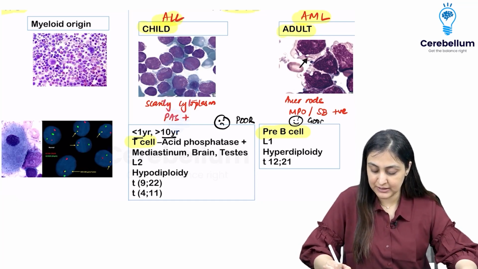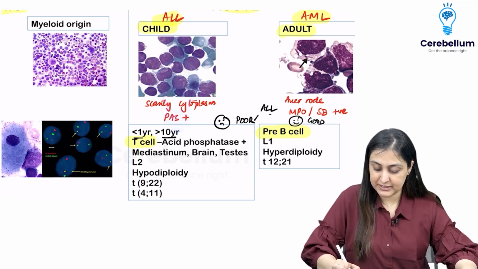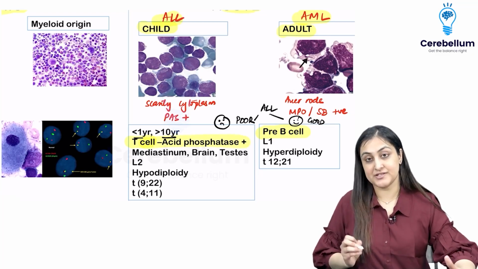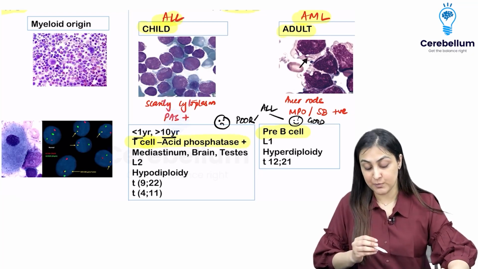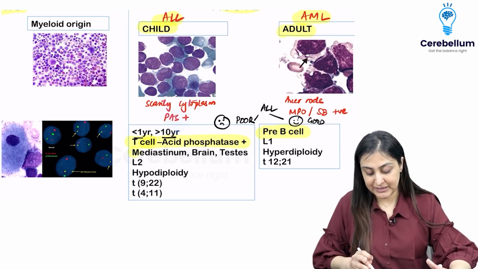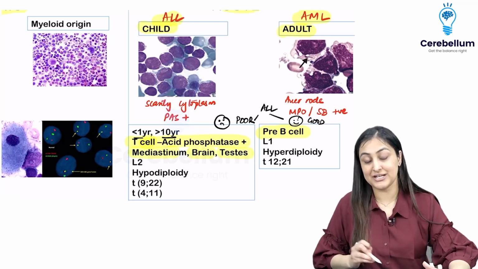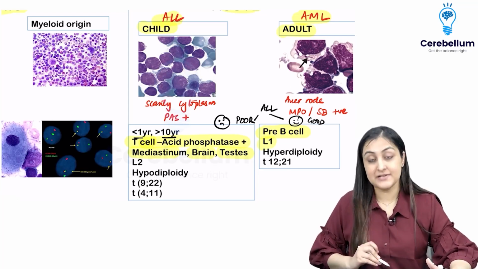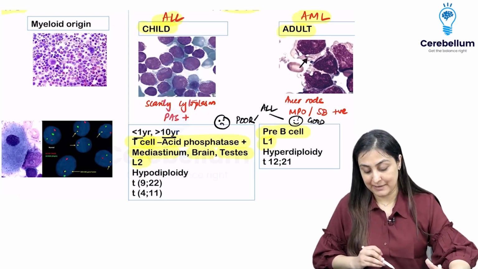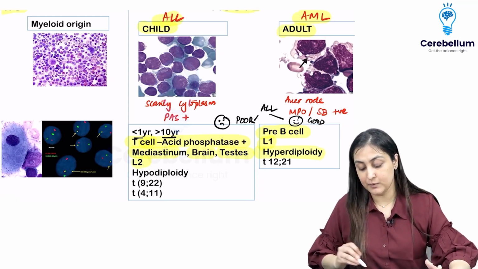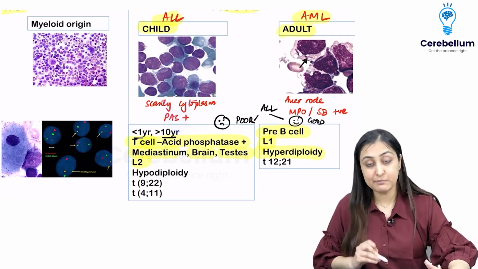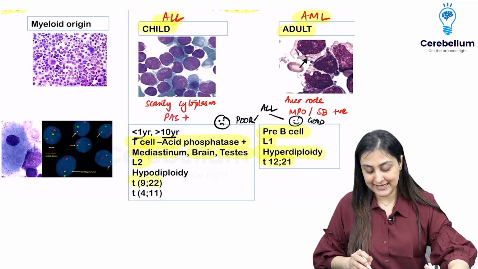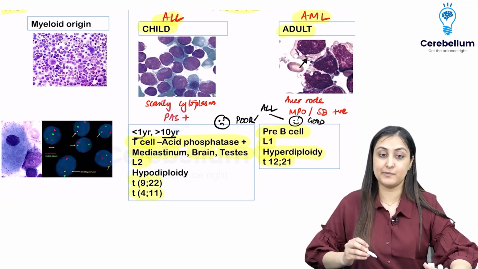So these are both ALL prognostic factors. The marker of a T-cell ALL is acid phosphatase. It's going to be acid phosphatase positive. If you have presence of mediastinal lesion, brain lesion or testicular lesion, that's again poor prognosis. L1 is good prognosis, L2 is bad prognosis. Hyperdiploidy, good prognosis. Hypodiploidy, bad. T(12;21) is good, whereas t(9;22) and t(4;11) are bad prognosis.